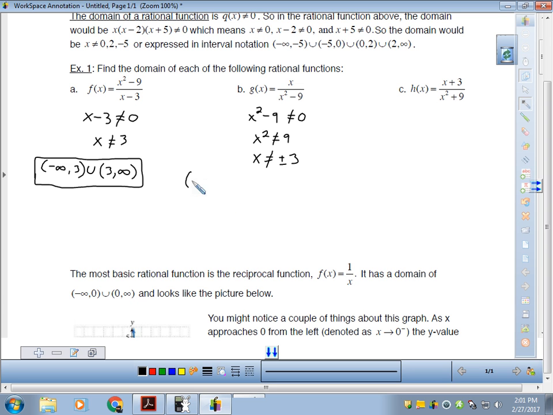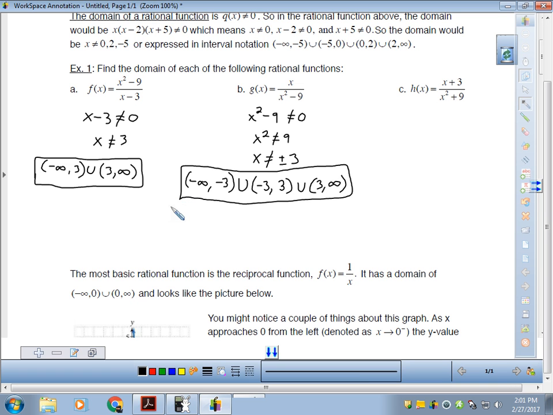So when we write our domain, we're going to go from negative infinity until the first restriction, which is negative 3. Then we'll have a union, and we'll go from negative 3 to the next restriction, which was positive 3. And then we'll have union 3 to infinity. Okay? And so there is our interval.